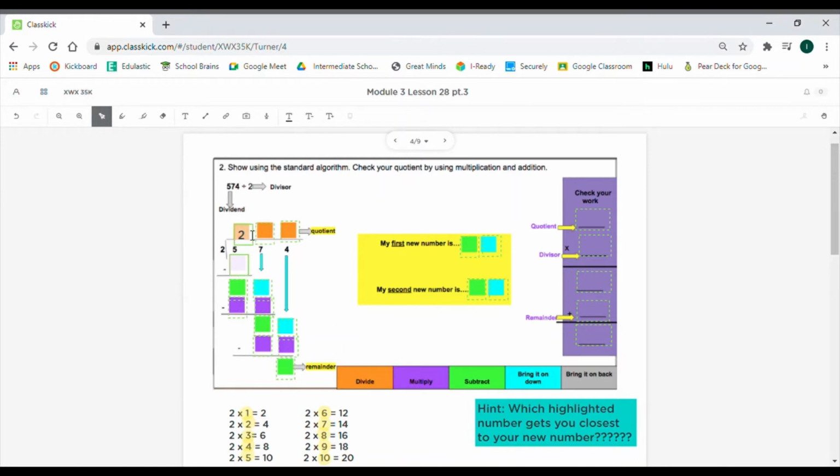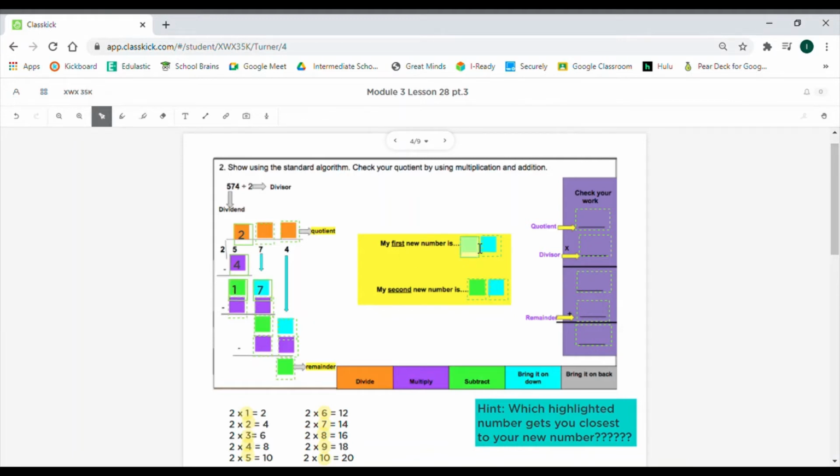What number did we just put at the top? Yeah, 2. And what's my divisor? Yeah, 2. So we're multiplying 2 times 2. What do we get? Yeah, 4. After multiply comes subtract in our green box. 5 minus 4, what do we get? Good, 1. And bring it on down. What number are we going to bring down? Hint, there's an arrow pointing from the number that we have to bring down. 7. We just found our first new number.